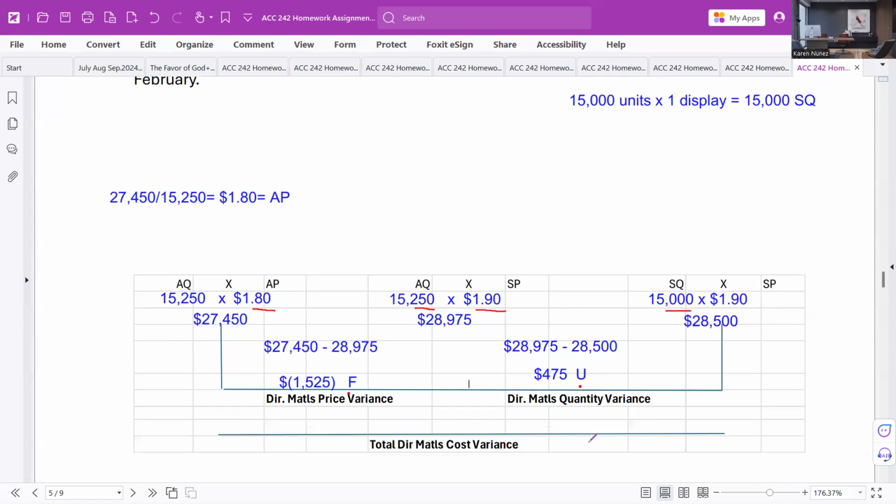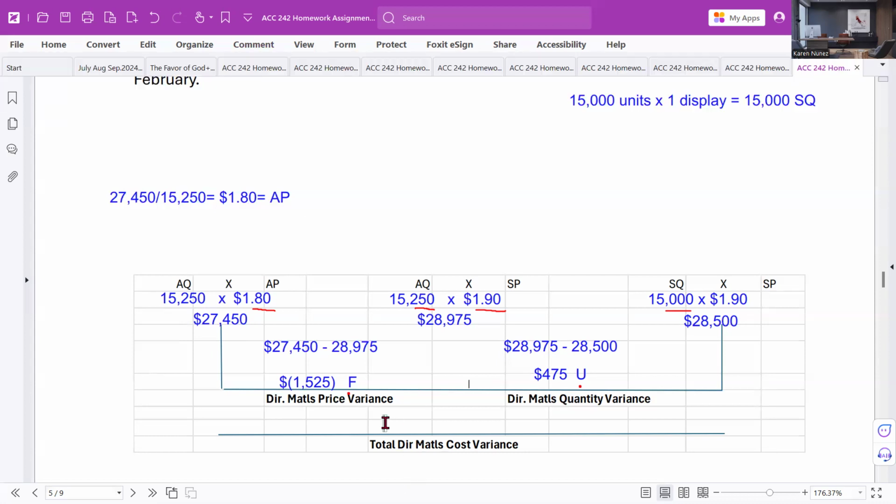And in total, when we put all this together, the cost variance has to be favorable, right? Because the price variance is 1,525 favorable, and that is greater than the quantity variance of 475. So when we subtract the numbers on the ends, the 27,450 minus 28,500, we're going to get a negative number, hence a favorable cost variance.